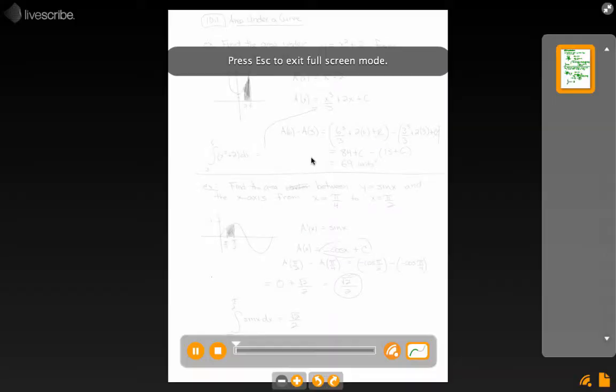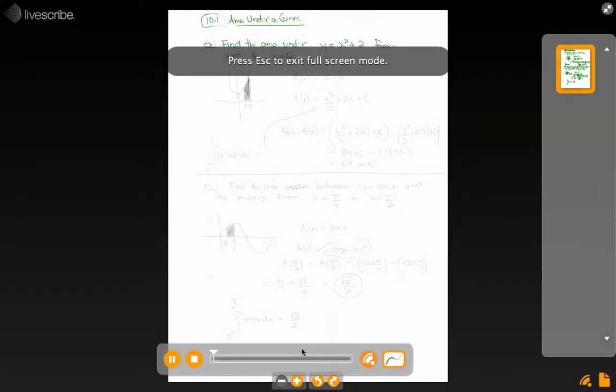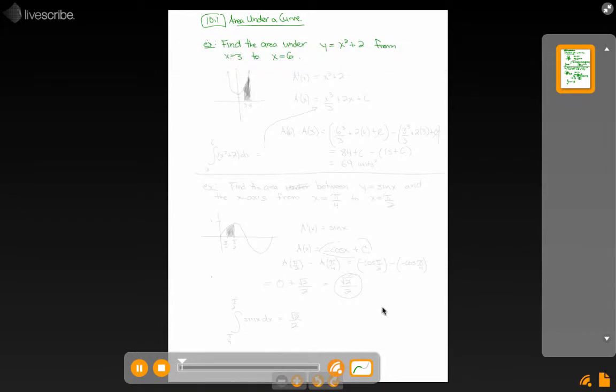Comes out of section 10.1, area under a curve. So a very specific example, this time with numbers given. Find the area under this parabola y equals x squared plus 2 from x equals 3 to x equals 6. If I draw a little picture of that, a parabola that's here, and we're talking about from 3 to 6. What's the area of that region under there?